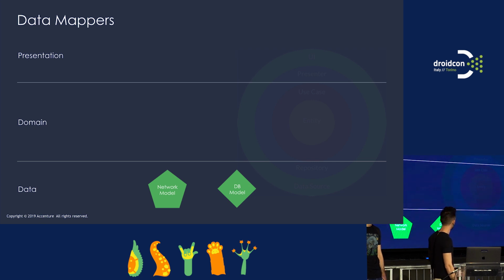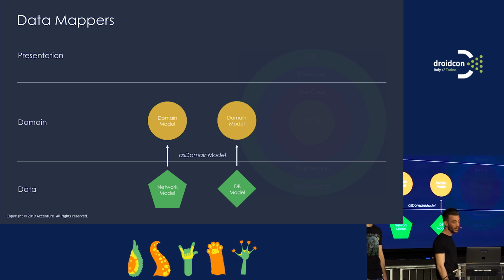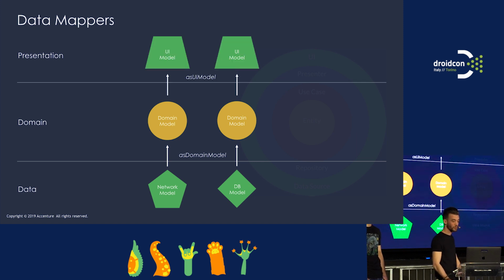We have a network model here and a database model, for example. Then we can apply a transformation using our asDomainModel function that will be our mapper. In this way, we are able to convert our data model in general to our domain model. After that, we are able to show it to the user as a UI model, of course, so another conversion, and here we are using an asUiModel function. There are a lot of approaches to implement data mappers. One is just creating a simple class with a function. Or, as we are doing right now, using an extension function on the source model.